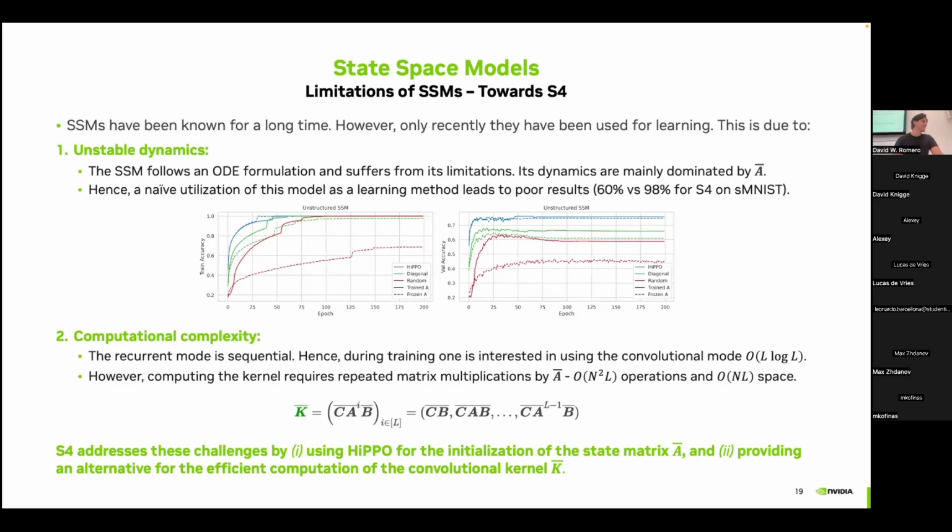Questions? No? Right. So if we want to multiply all of these things to get from the recurrent mode to the convolutional mode, it's going to take us a lot of time to get the convolution at all. We are going to need N squared L operations, where N is the size of the matrix and L is the length of the sequence, and NL space to be able to compute this. So this is going to be very, very expensive, and so this is not very useful. This is why SSMs have not been used that much up to recently. And basically what S4 is doing is proposing different ways to alleviate these two problems.